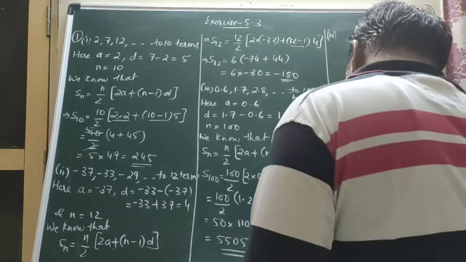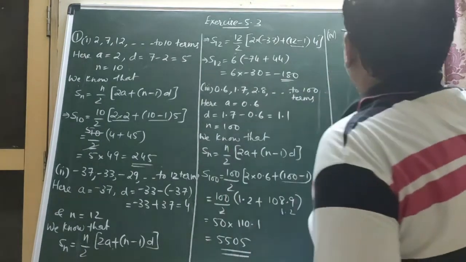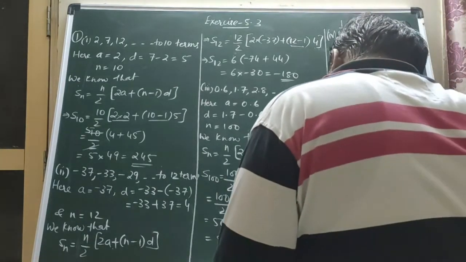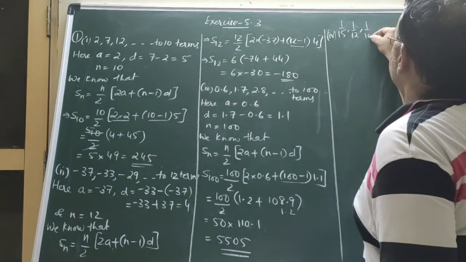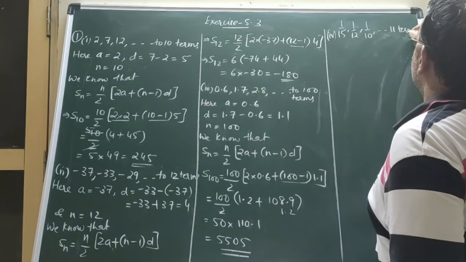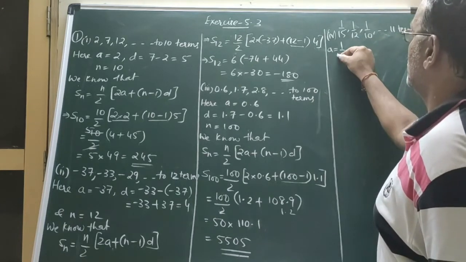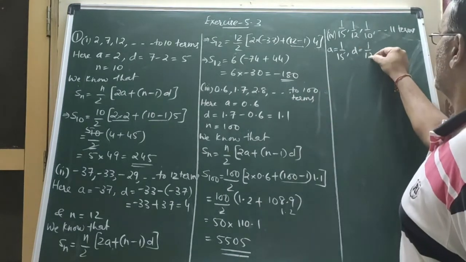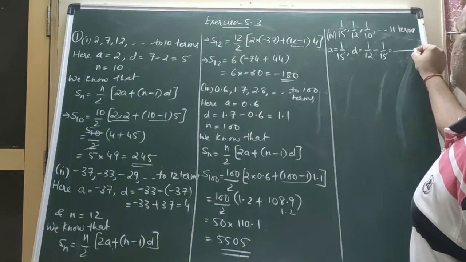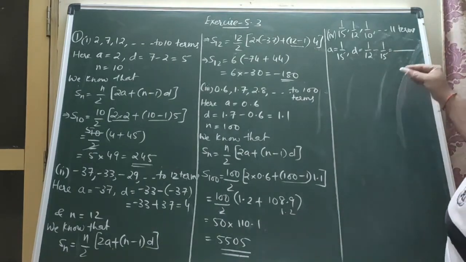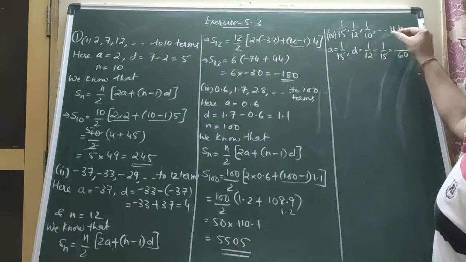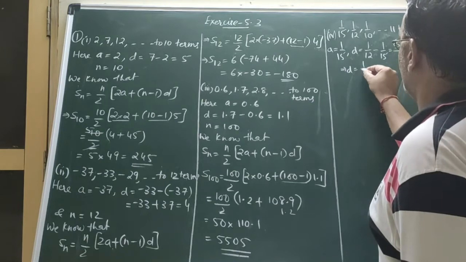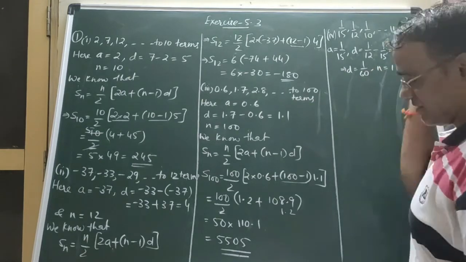Now the fourth bit is 1 upon 15, 1 upon 12 and 1 upon 10 up to 11 terms. So what is a here? 1 upon 15. And what is d here? Second term minus first term, that is 1 upon 12 minus 1 upon 15, and the LCM of 12 and 15 will be 60. So here 5 will come and here 4. So we'll get d is equal to 1 upon 60 and the value of n is equal to 11.